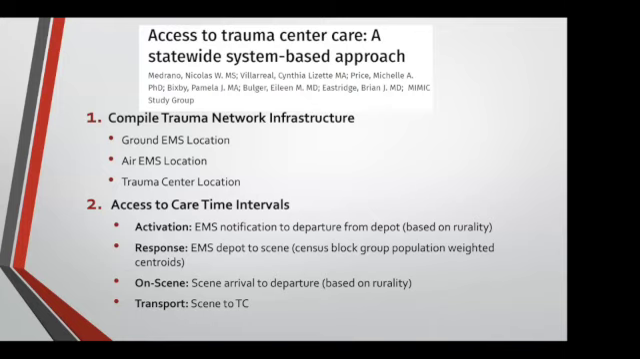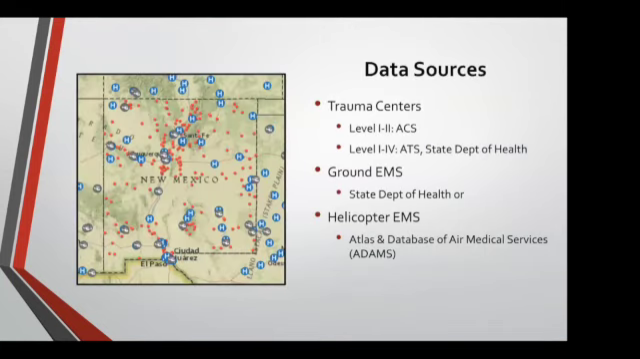Response time is just how long it takes the EMS to get to that particular location. In this case, we were analyzing census block groups. On-scene time, right? How long does it take to stabilize the patient? Once again, we used the NEMSIS data set to give us a metric for that, and that is also based off of rurality. We understand that urban environments are going to have slightly shorter on-scene times than rural. And then finally, the transport of the patient from the scene to the trauma center. So we completed this analysis for these 5 states. This is what that network would look like when we build it out.